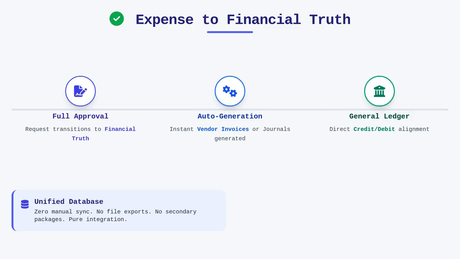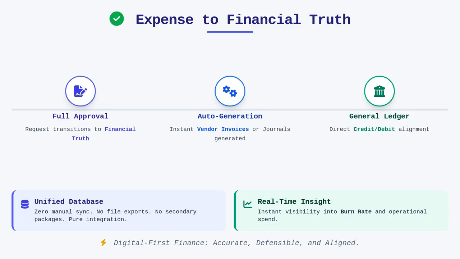The transaction is instantly visible in the financial reports, providing leadership with real-time insight into the organization's burn rate and operational expenditures. This instantaneous reflection of spend is what separates an efficient, digital-first finance department from one struggling with legacy reporting delays. It ensures that the general ledger remains accurate, defensible, and perfectly aligned with the day-to-day realities of corporate spend.